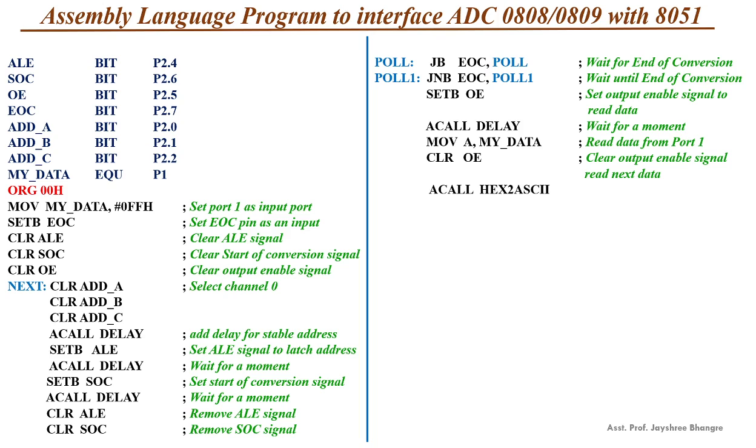And again call the hex to ASCII conversion and call the display data subroutine. In this way we can convert the data and display it on the LCD or a 7-segment display. SJMP next. If we want to convert another input voltage, we can jump to this instruction, and again the channel is selected and the input is converted into a digital signal.